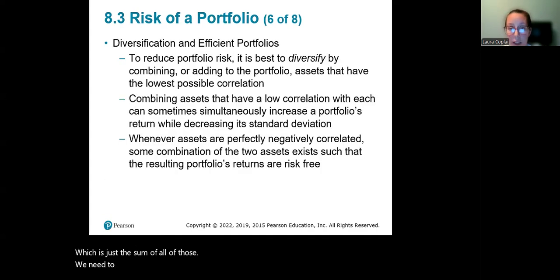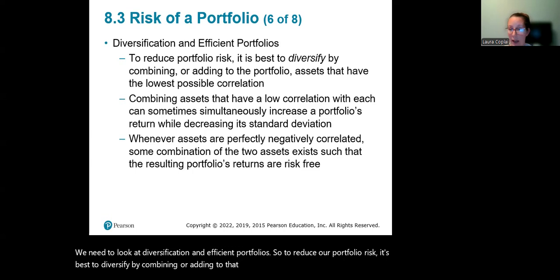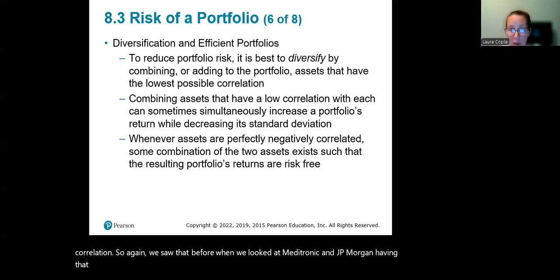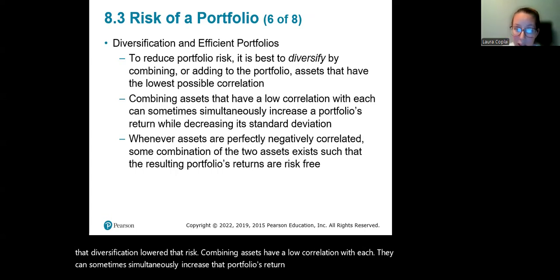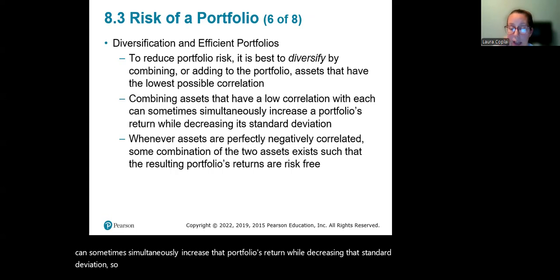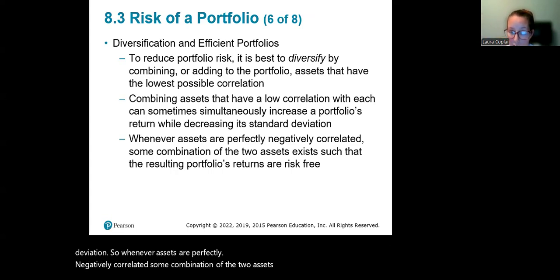We need to look at diversification and efficient portfolios. To reduce our portfolio risk, it's best to diversify by adding to the portfolio assets that have the lowest possible correlation. Again, we saw that before when we looked at Medtronic and JP Morgan. Having that diversification lowered the risk. Combining assets that have a low correlation with each other can sometimes simultaneously increase the portfolio's return while decreasing its standard deviation. Whenever assets are perfectly negatively correlated, some combination of the two assets exists where the returns are risk-free.